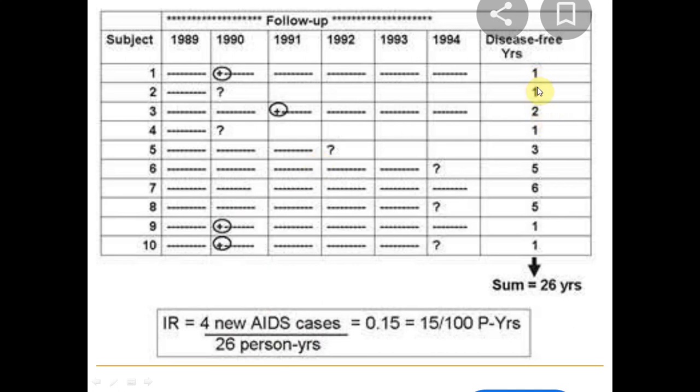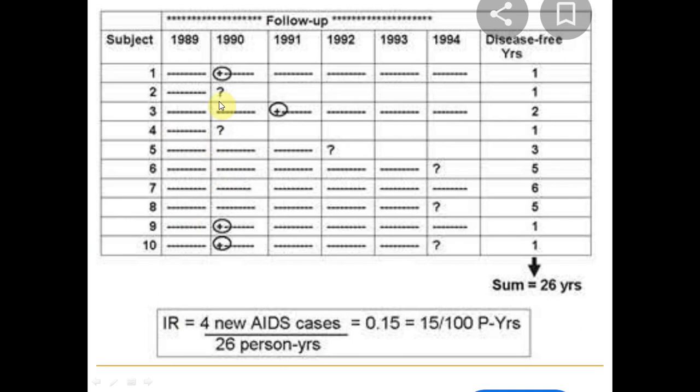So this is 1, 1, 3, 1, 3, 5, 6, 5, 1 and 1. So total 26 person-years. So 4 cases by 26 person-years. 4 by 26 is 0.15, or 15 per 100 person-years. So this is how we calculate person-years. So this is incidence risk or incidence density.